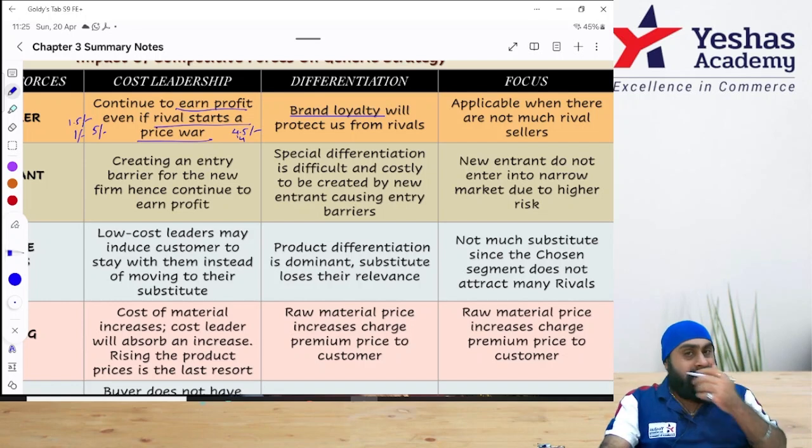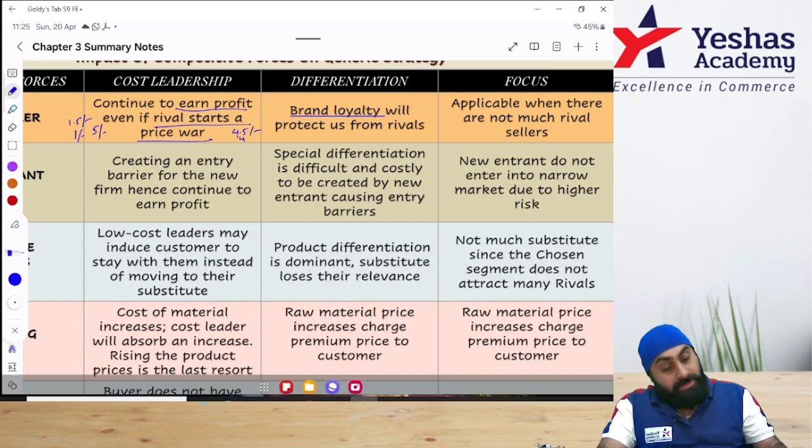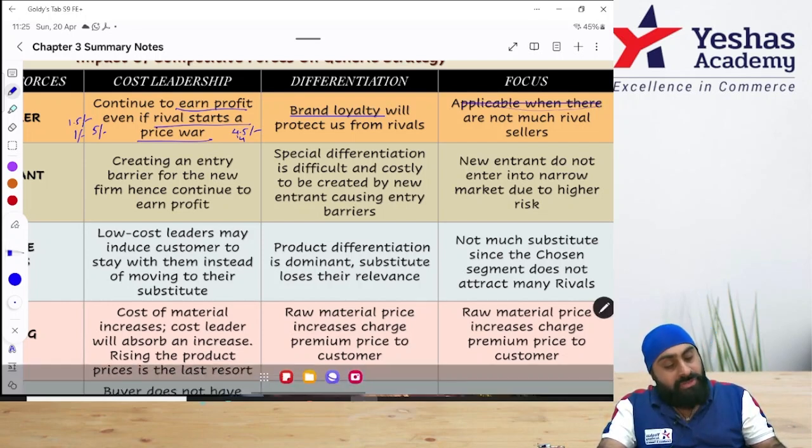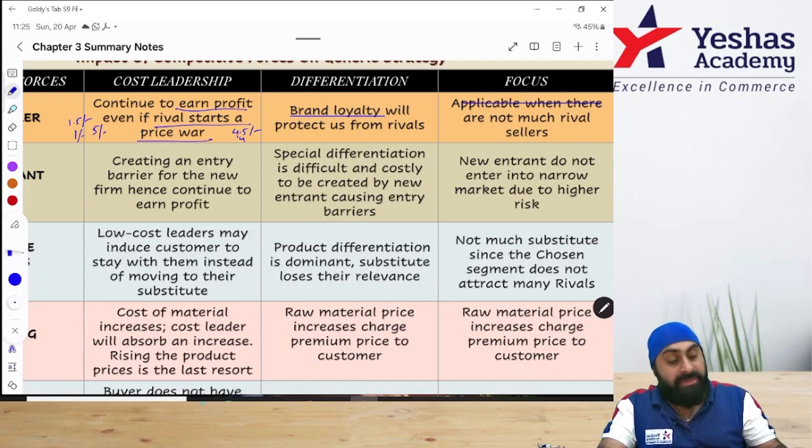Focus. This focus strategy has a smaller market. If there are too many competitors or rival sellers in the market, the focus strategy will fail. So this is only applicable when there are not many rival sellers in the market.